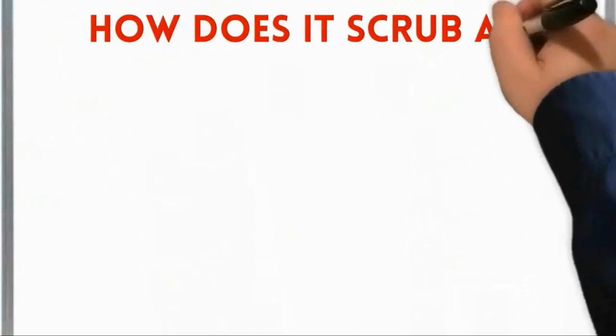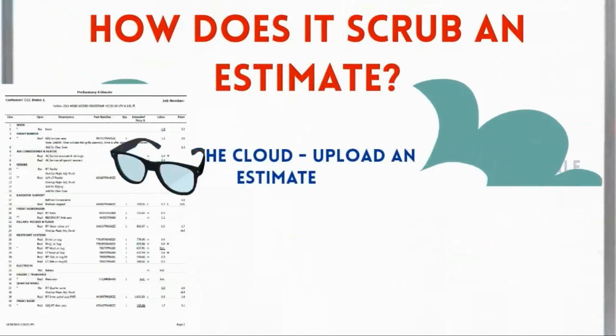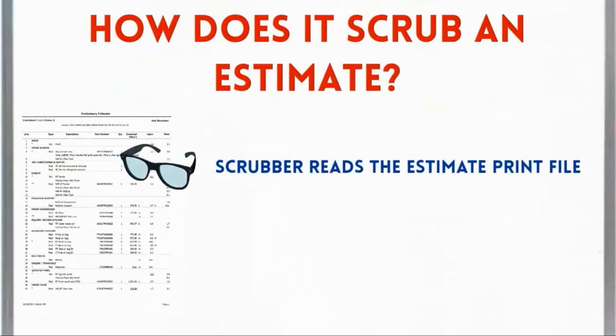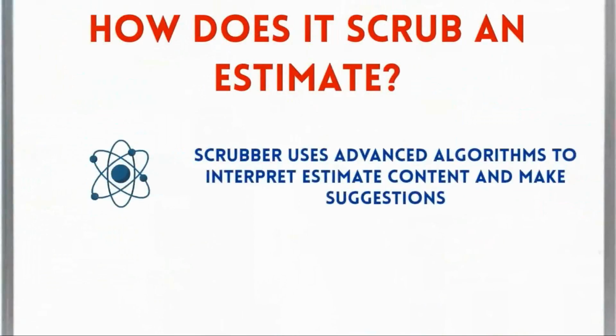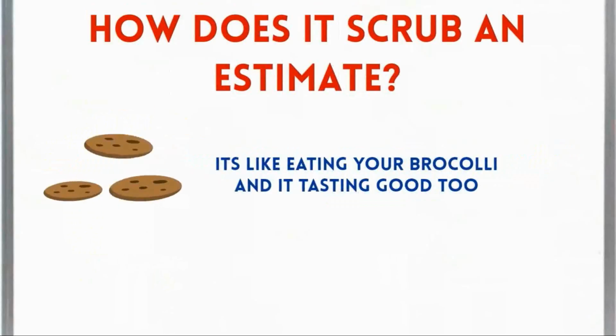EstimateScrubber is a cloud-based application, so the shop never has to load anything. When we receive the document, we read it almost like a person would and convert it to an electronic format for processing. The scrubber then uses advanced artificial intelligence and pattern recognition to extract the information. It then processes the information and creates the scrubbing list.